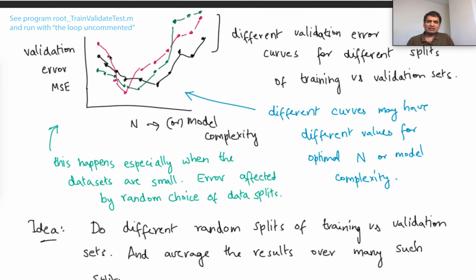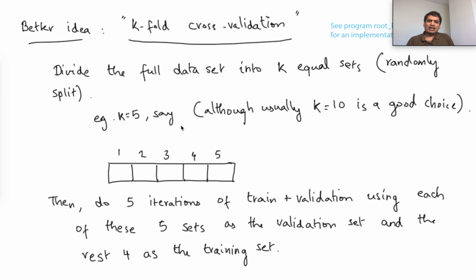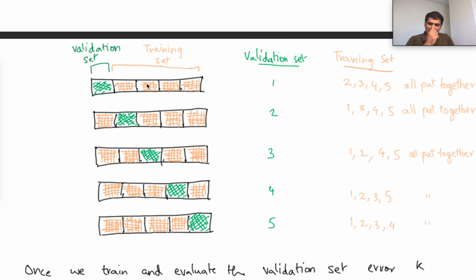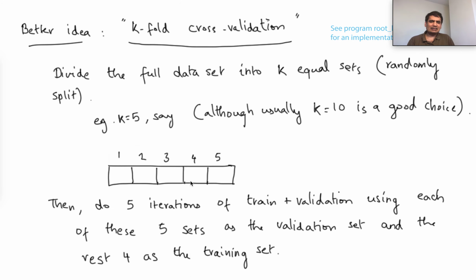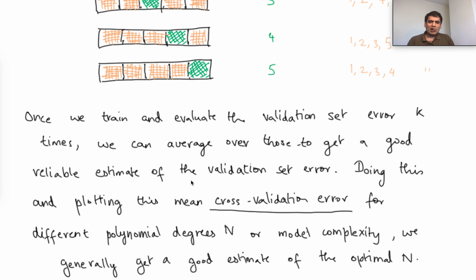For each of those splits, you will get different curves. And what you can do is essentially sum over all those curves, and essentially you will get a curve that is less noisy, less dependent on the noise, at least theoretically, and you will find the optimal model complexity. So that's basically k-fold cross-validation.